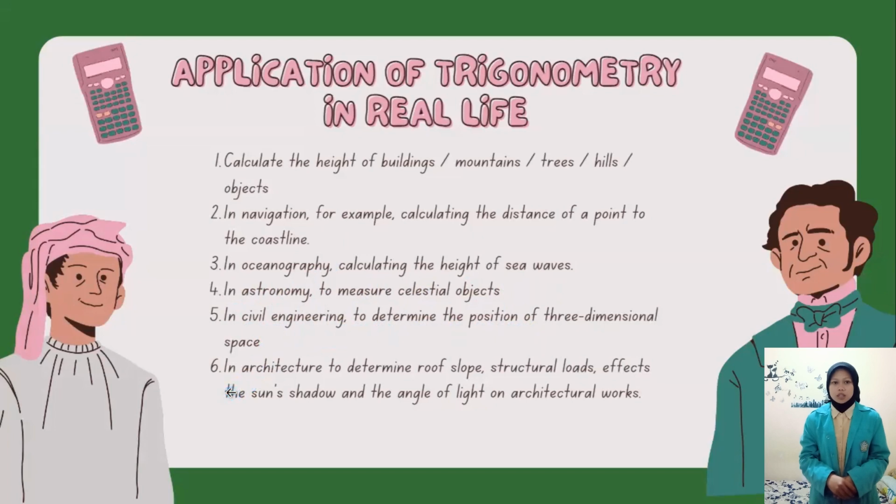And the last, number 6, in architecture, trigonometry to determine roof slope, structural load, and the effect of sun shadow and the angle of light on architectural works.